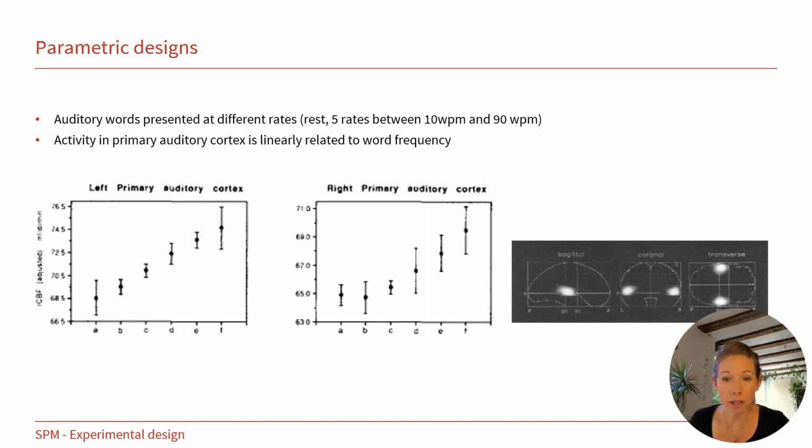So this is a very simple example. In the auditory cortex, words were presented at different rates, and you can see that in the left and in the right primary auditory cortex, the functional activation increases with increasing presentation rates of the presented words.